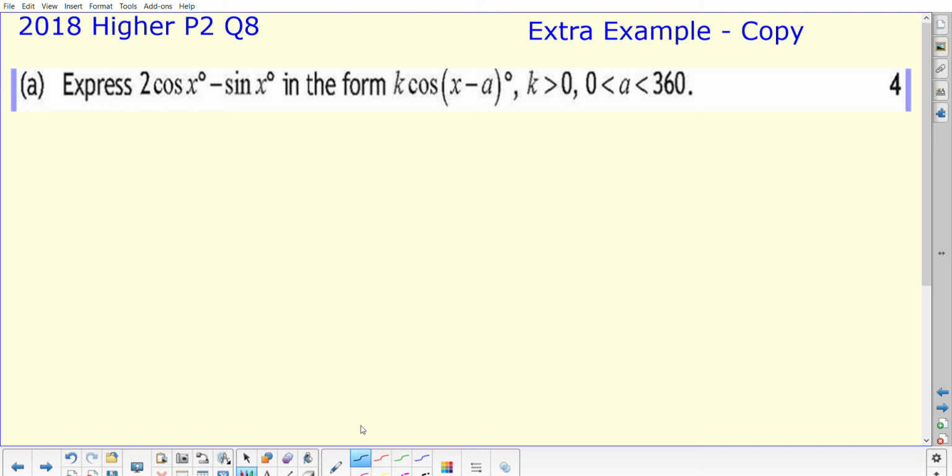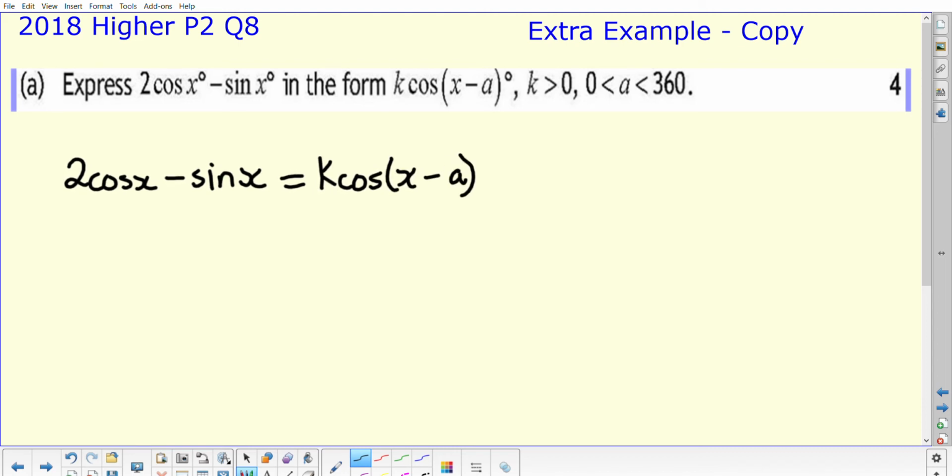It tells you in the question to express 2 cos x minus sin x in the form k cos(x minus a). So 2 cos x minus sin x equals k cos(x minus a). That's how you would set it up.